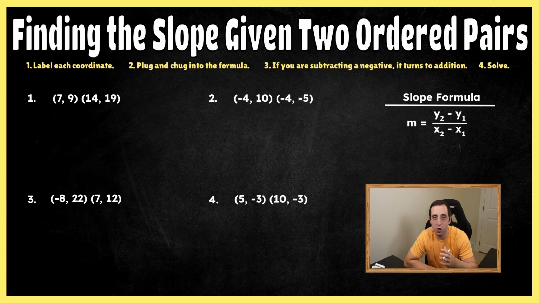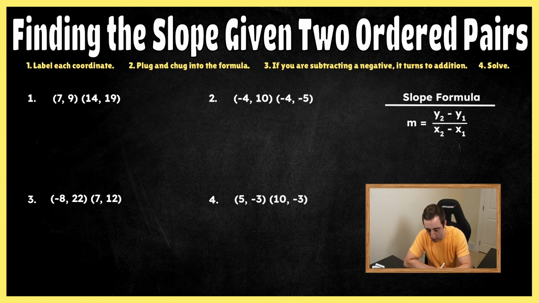Now, for finding the slope given two ordered pairs, we are going to be utilizing the slope formula to get all of our answers. And if you're not sure what the slope formula is, I wrote it over here on the right side, and it is m equals, which m represents slope, y2 minus y1, which represents the vertical change, and x2 minus x1 is the horizontal change down in the denominator. So let's go ahead and take a look at number one.